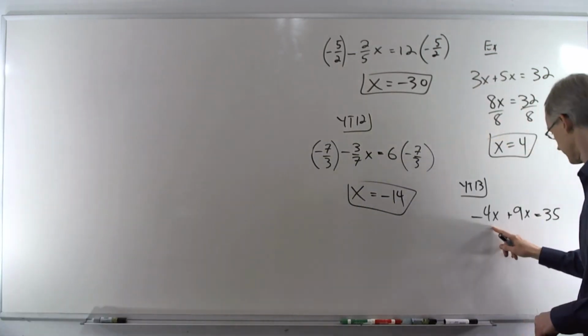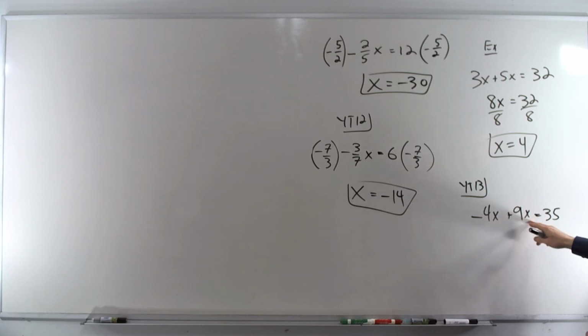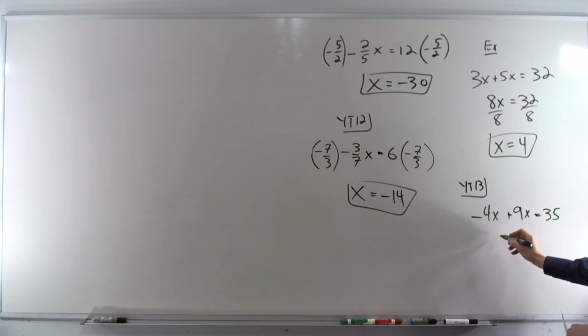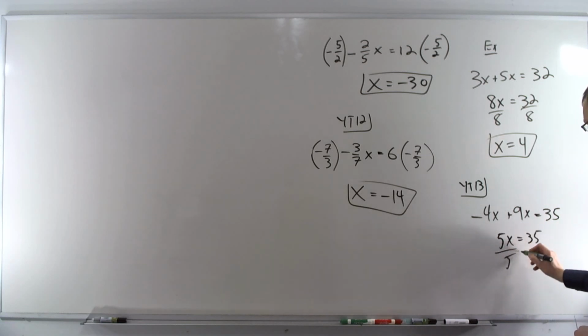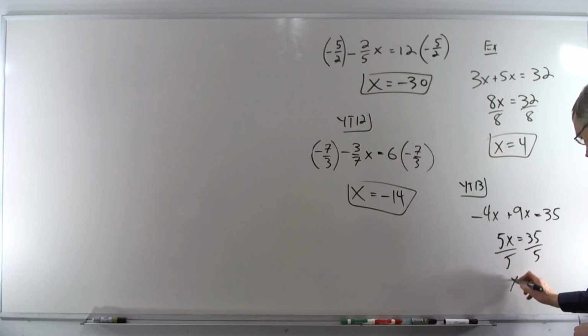Let's combine these x terms, the like terms, because the variable parts are exactly the same. Both have x's. Negative 4 plus 9 is 5, so we get 5x equals 35. Divide by 5, we get x equals 7.